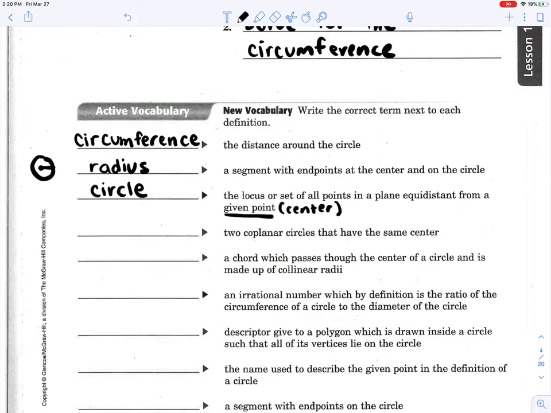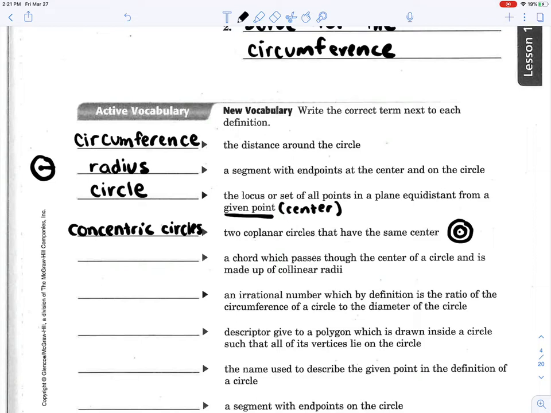2, coplanar. We had coplanar back in Chapter 1. Co means together, planar means plane, so they're going to be together on the same plane. 2 coplanar circles that have the same center are called concentric circles. So think of this as like a dartboard. Circle with a center, and this circle has the same center.